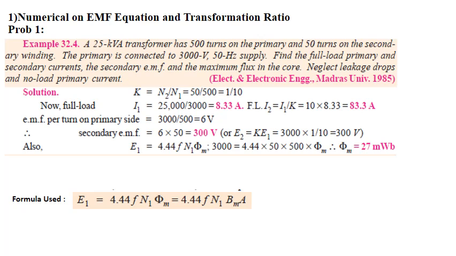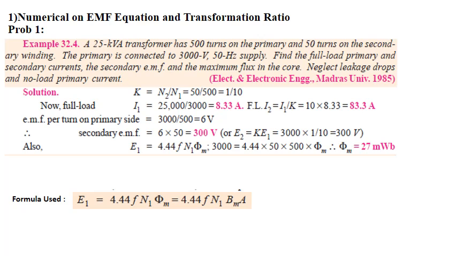E2 is also equal to K times E1. So the question again comes: where to get the value of E1? As you can see, it is written in the last line of the problem: neglect leakage drops and the no load primary current. It means that we can assume that the values of R1 and X1 are negligible, hence V1 will be equal to E1. So assuming E1 to be equal to 3000, and we know that E2 is K times E1, so we can get the value of E2.